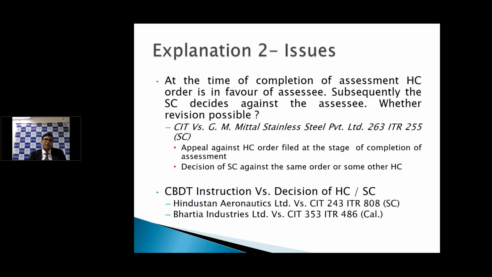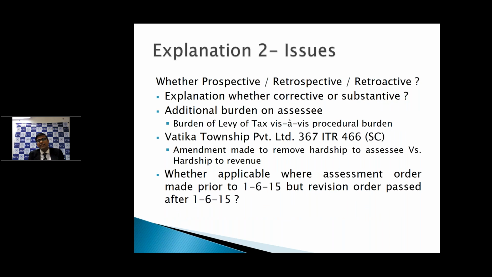As far as the first and second limb of the explanation are concerned, I'll deal at greater length on these aspects because there are so many existing decisions about inquiries, lack of inquiries, inadequate inquiries, etc. I'll deal with those aspects of explanation 2 a little later on and at a much greater length. Another issue that emerges from this explanation is whether explanation 2 will have prospective or retrospective implication. Assuming it to be prospective, there could be one more sub-question. Because the amendment is with effect from 1st of June 2015, whether it will apply to an assessment order made prior to June 2015 but revision order passed after June 2015, or it will be restricted only to the revisional orders where the assessment orders are passed after 1st June 2015.